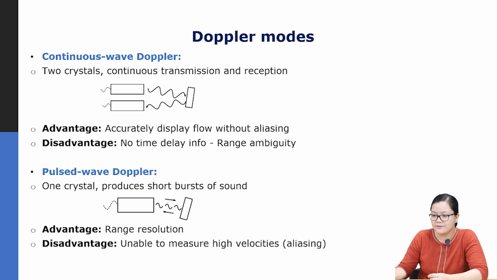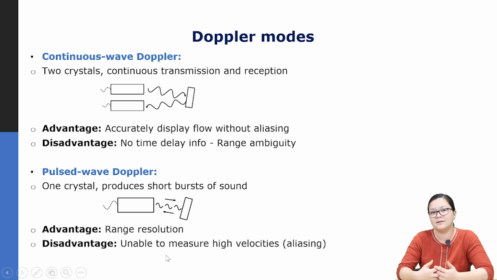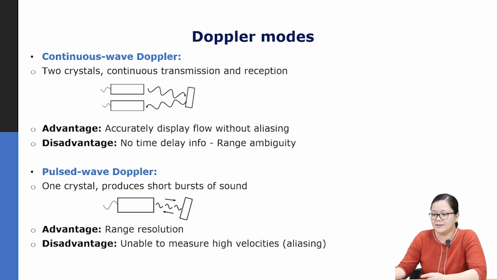The range resolution is very good compared to continuous wave Doppler, but the disadvantage is you're unable to measure high velocities because it also depends on the frame rate or the pulse repetition frequency of the signal. And we'll discuss that again later. And that's because of aliasing.